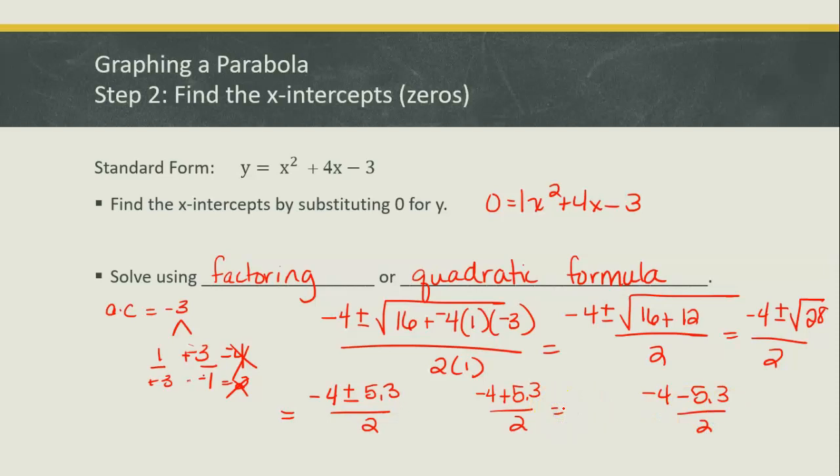Negative 4 plus 5.3, and then hit enter, divided by 2, gives me 0.65, so I'm going to round that to 0.7. Negative 4 minus 5.3 and hit enter, which gives me negative 9.3, divided by 2 gives me negative 4.65, which I'm going to round to negative 4.7. So those are my zeros. I tried factoring, it didn't work, so I had to go to the quadratic formula.